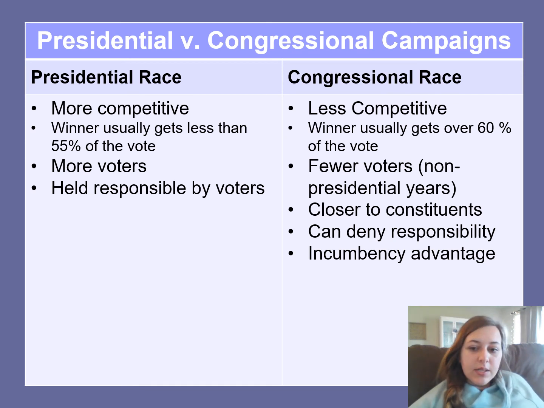There is an incumbency advantage in congressional races. You have more name recognition, more access to funds, things like that. You can also pass off the blame of things that aren't going well to other congressmen or the president, and so on. Congressional races have become increasingly more independent of presidential races. They're kind of doing their own thing.